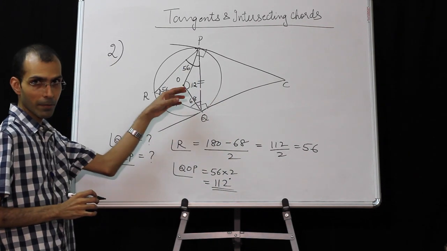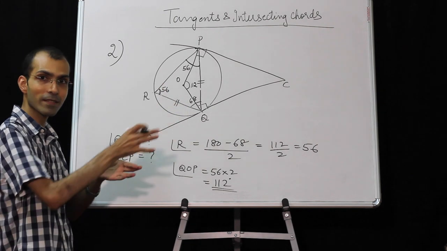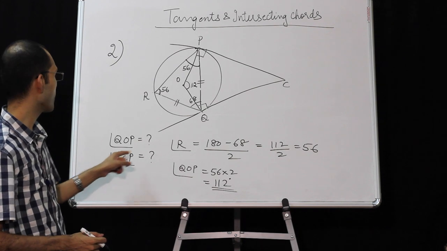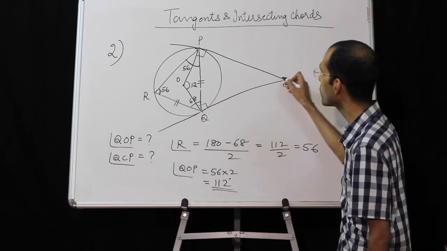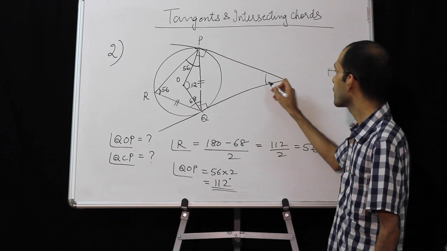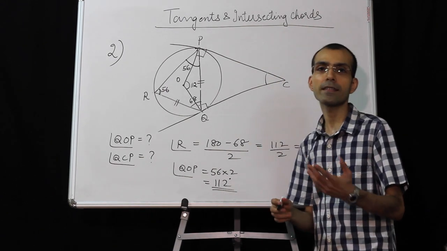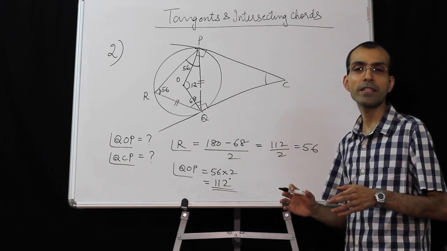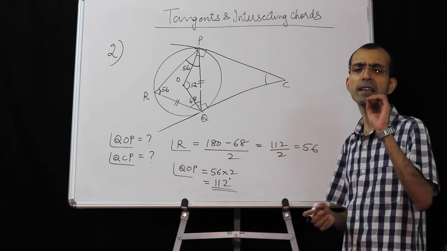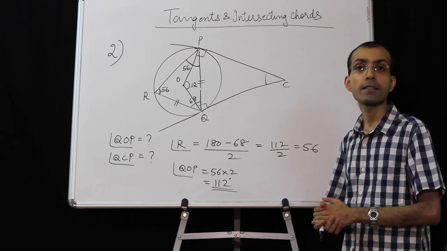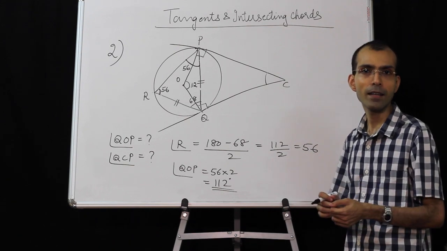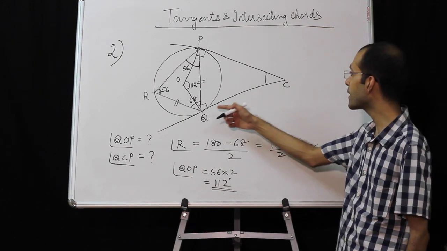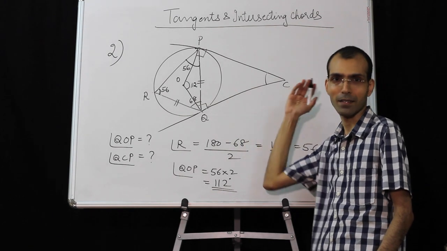So we will mark it. Remember always to mark the angles. They will lead you towards the other required unknown angles. Now we are left with angle QCP. The diagram is going outside the circle. When the diagram goes outside the circle, the sum of the angles of a triangle is 180 is very likely to be used, or the sum of the angles of a quadrilateral is 360. This property is also very likely to be used, especially when the diagram goes outside the circle.